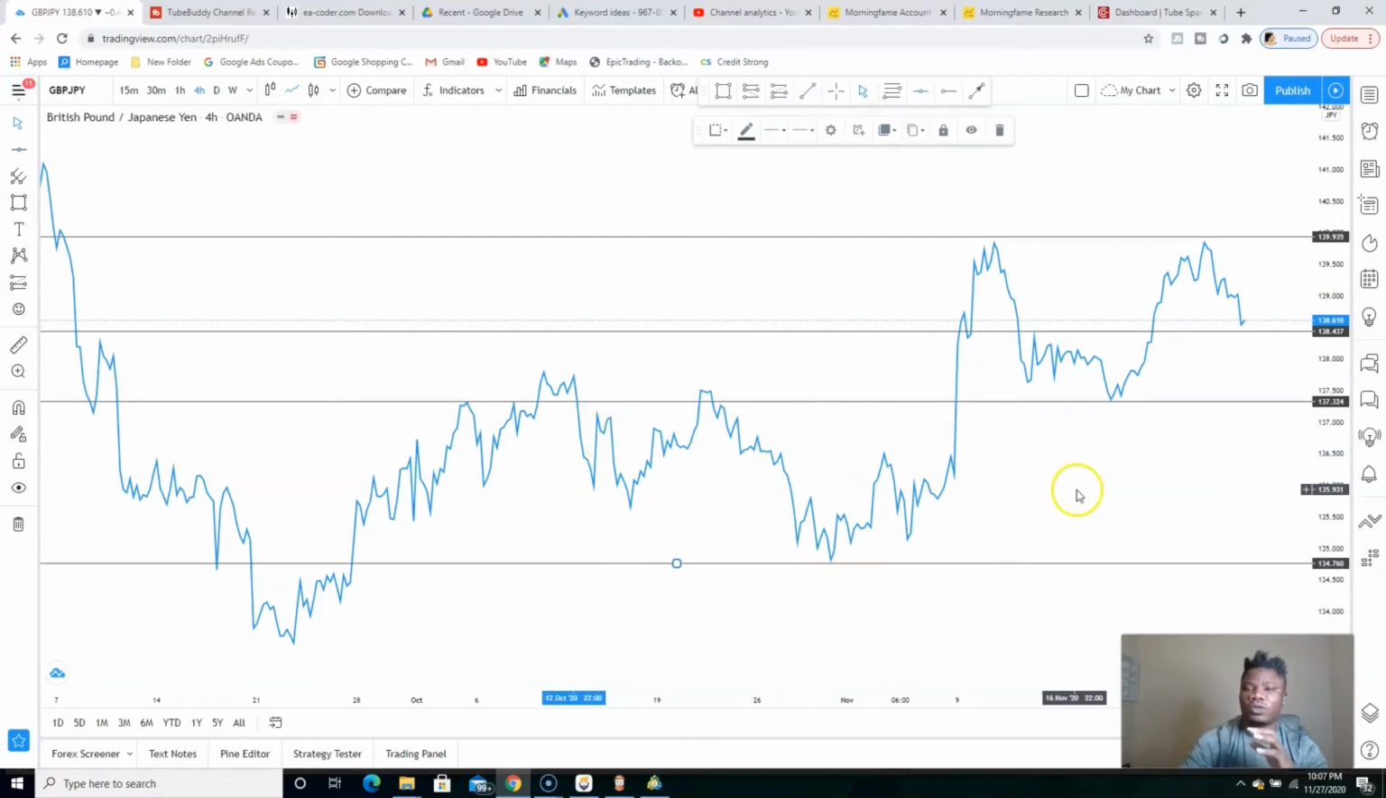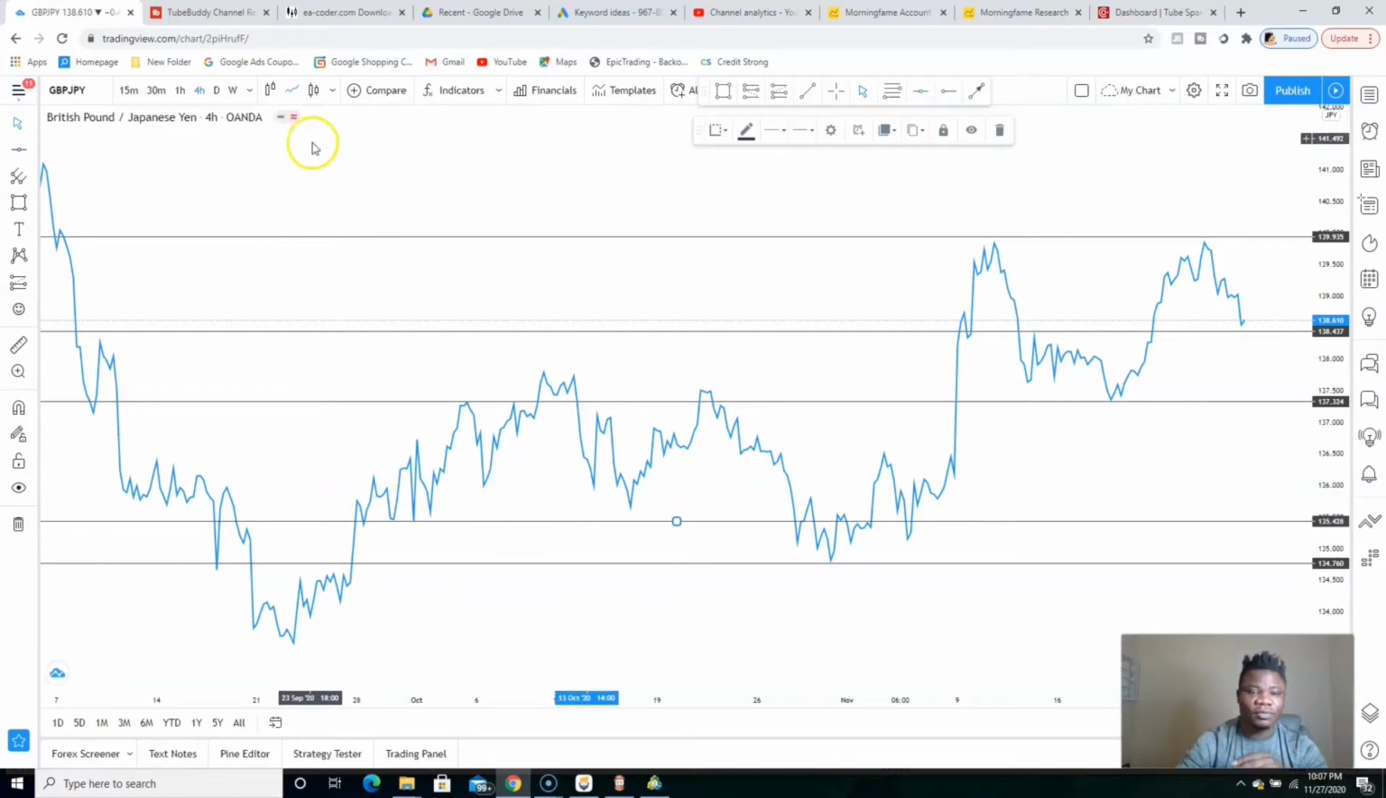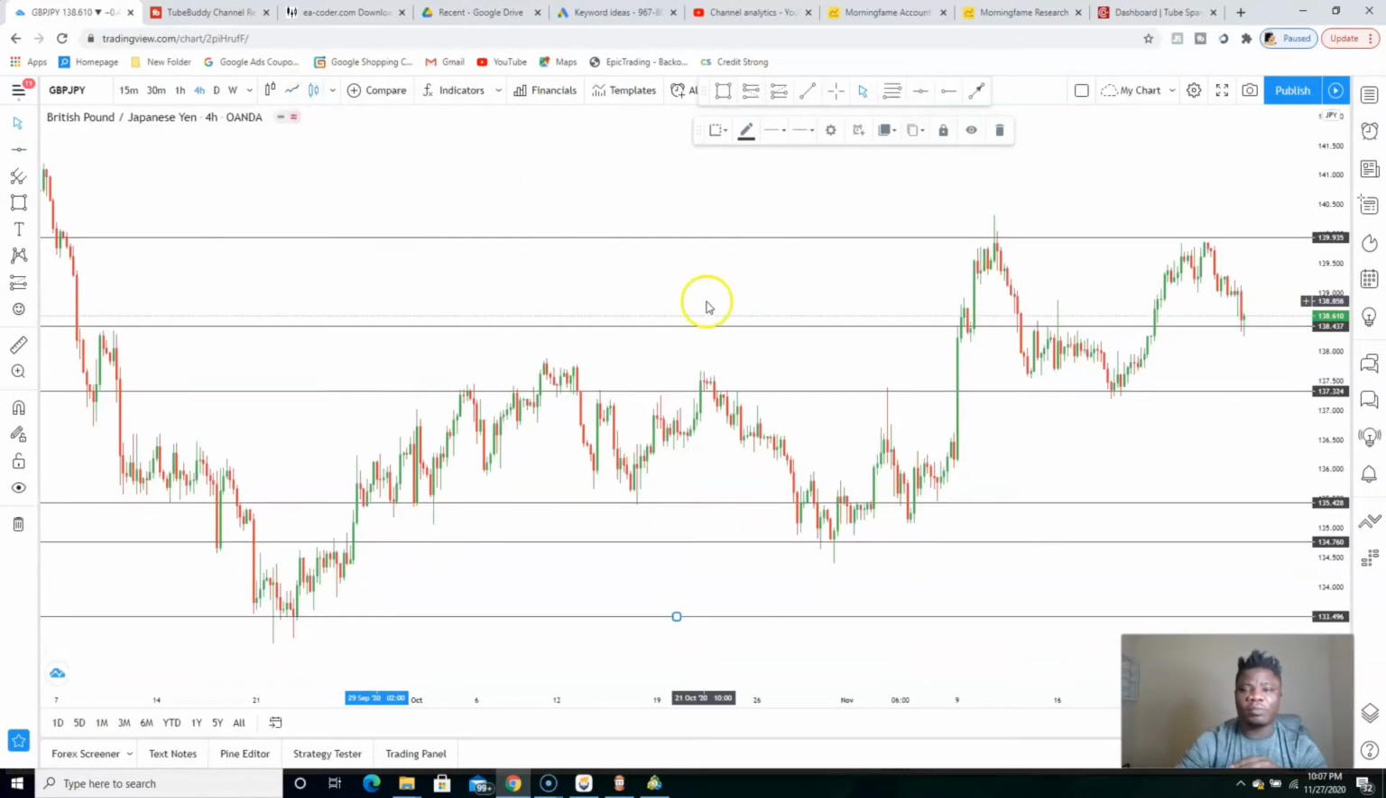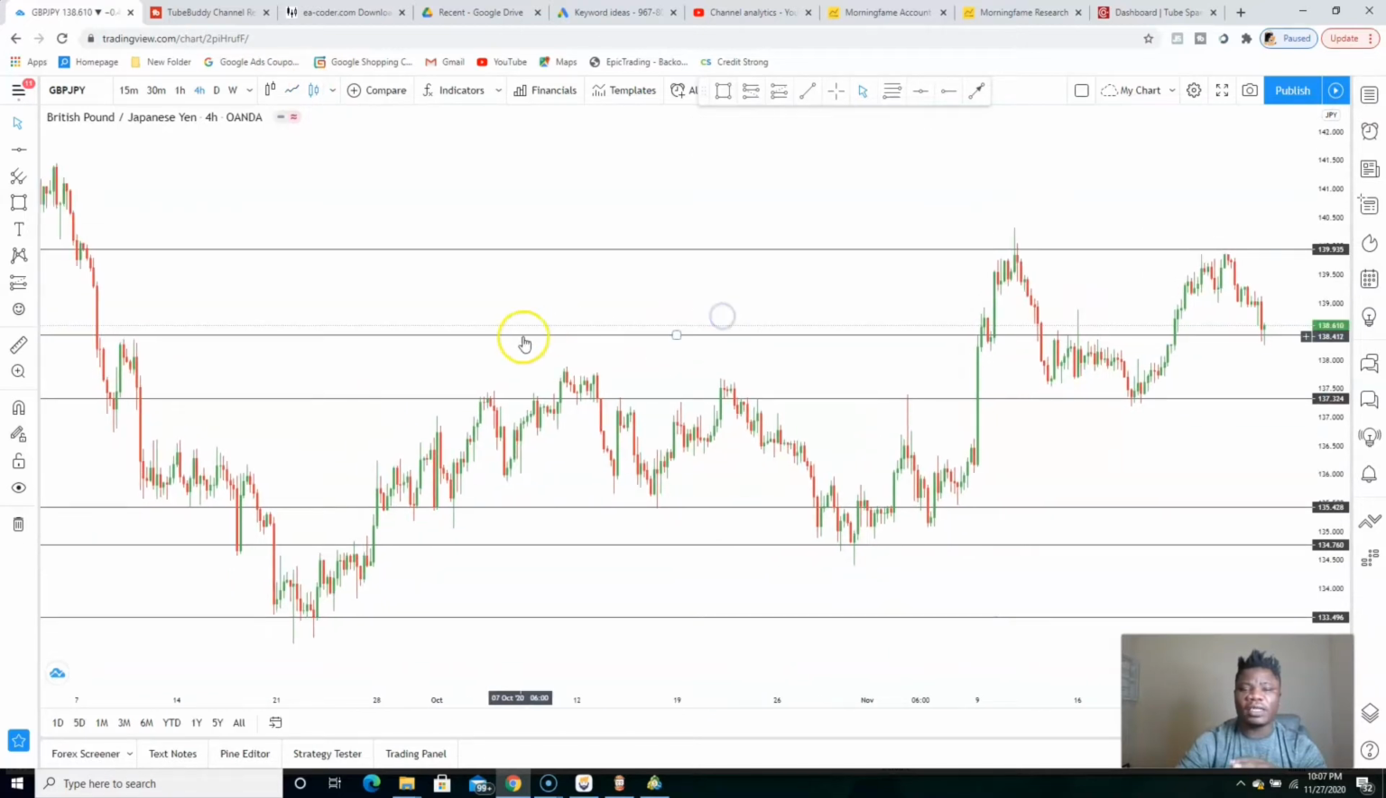So just so you know, your resistance is always at the top and your support is always below. Look at your resistance as the ceiling and your support as the floor. It's just that simple. And we can also see that we actually have another one right here, and we also have one down here. So if we switch back, now we can see that we've done everything. Now we have all our zones.